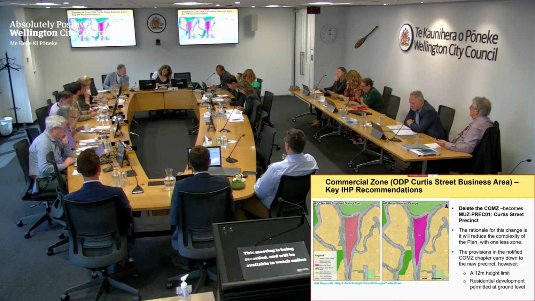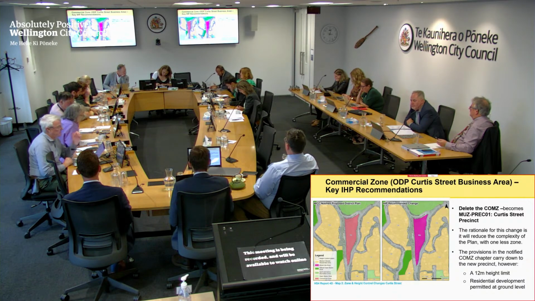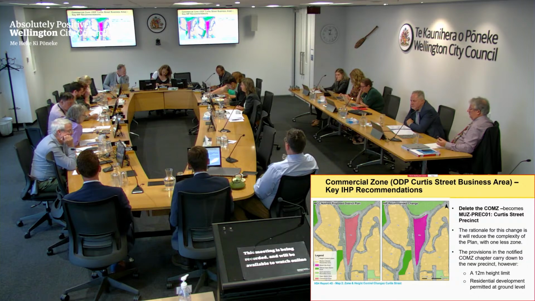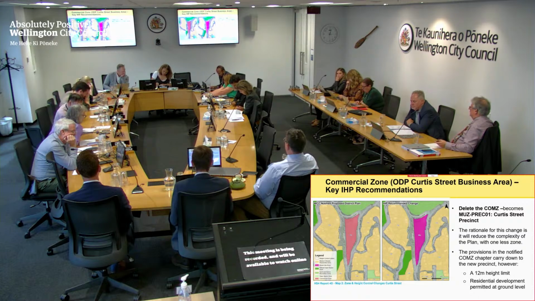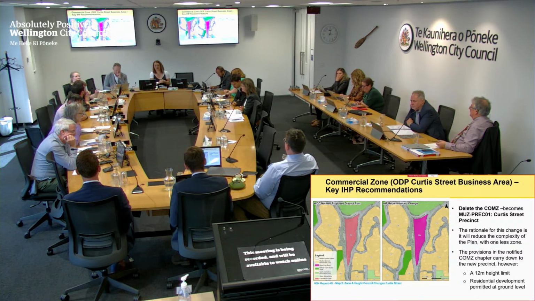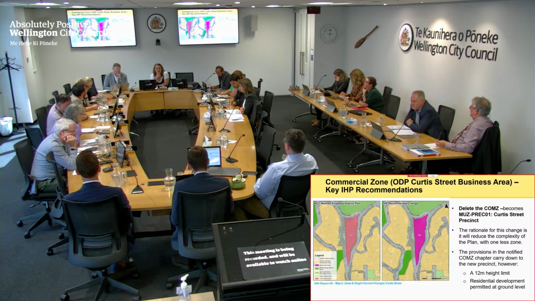The notified plan contained a commercial zone. This zone applied only to one site within the city in Curtis Street. It reflected a site-specific zone that applied in the operative district plan, where a variety of activities were enabled, but not quite in the same way that local centres or the mixed-use zone managed. The panel considered submissions on this area and recommended that it be incorporated in the plan as a precinct or a modification to the mixed-use zone. In this area, it's recommended that a 12-metre height limit apply instead of an 8-metre height as notified, and that residential development be permitted at ground level.